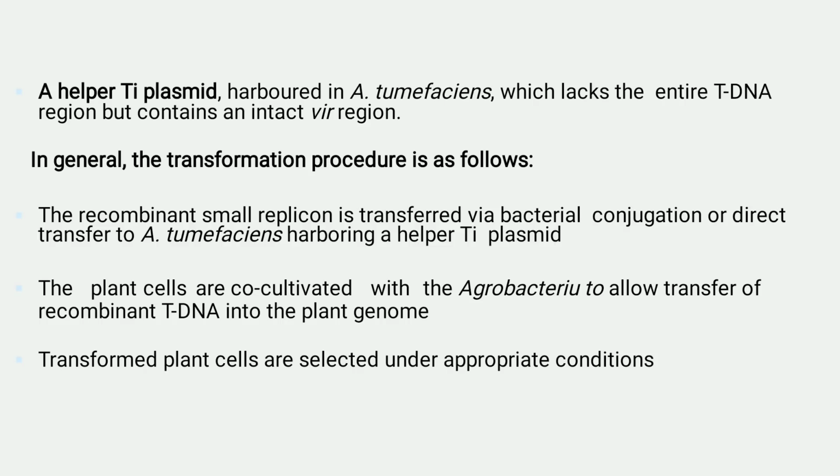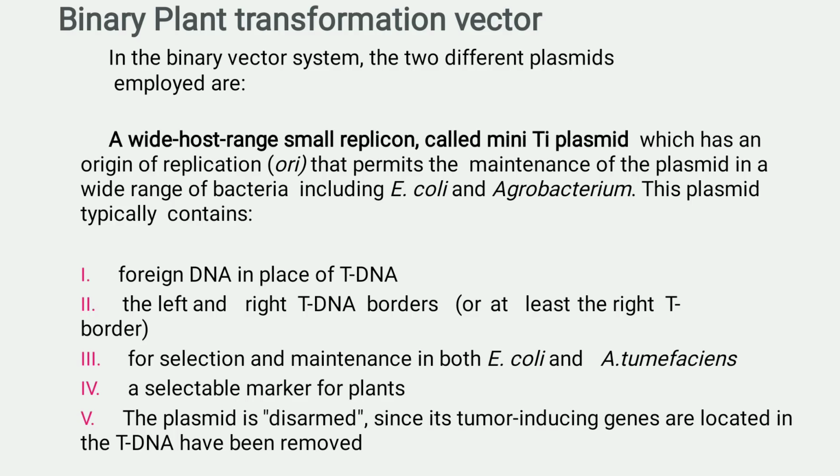Already the agrobacterium should harbor a helper TA plasmid. So what I want to tell here is, what is that small replicon? That small replicon has the foreign DNA in the place of tDNA, the left and right tDNA borders, selection and maintenance in both E. coli and agrobacterium, a selectable marker for the plant, and the plasmid is disarmed. That is, as I already told you, tumor inducing genes are removed, right?